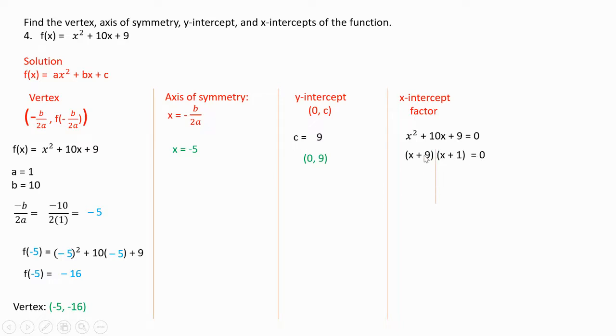Anyway, here we're going to use the zero product property, which means that x plus 9 must equal 0, and also x plus 1 must equal 0. So here we subtract 9 from both sides, so x equals negative 9. And here we subtract 1 from both sides, x equals negative 1. Those are my x-intercepts.